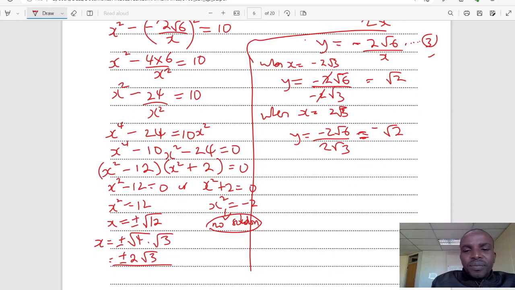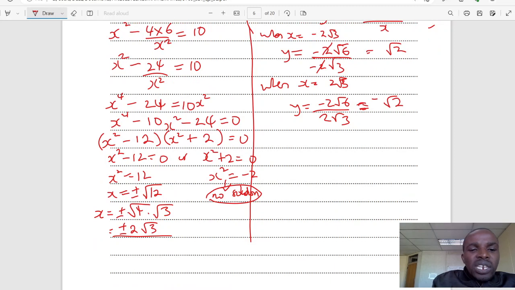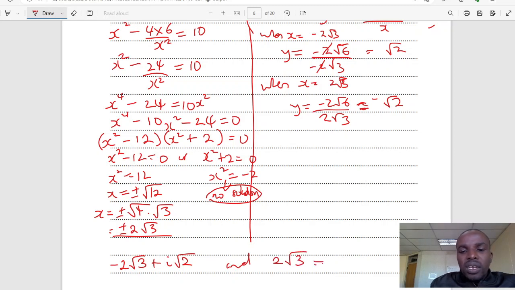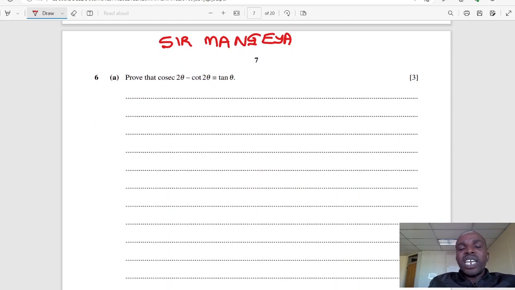For the first one, our root will be x is minus 2 root 3, then y will be i root 2, like this. Then if x is 2 root 3, then our y will be negative i root 2. So these will be the two square roots of this function. Done. Next, question number 6.